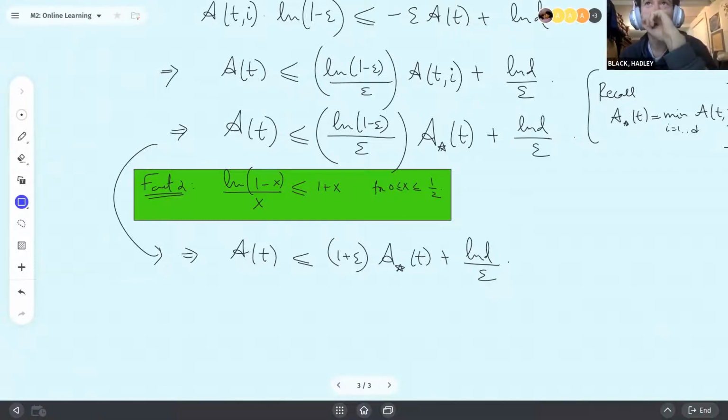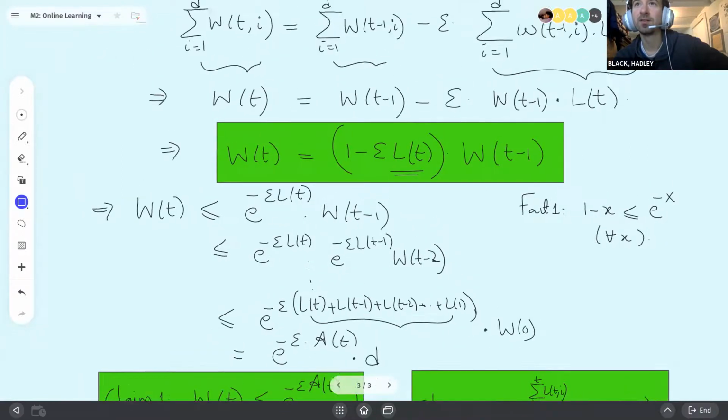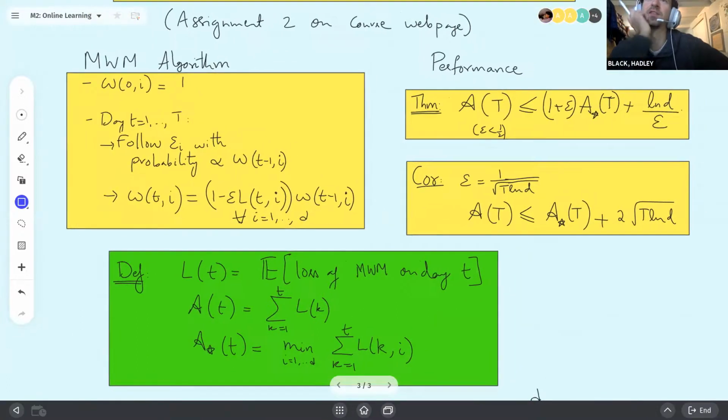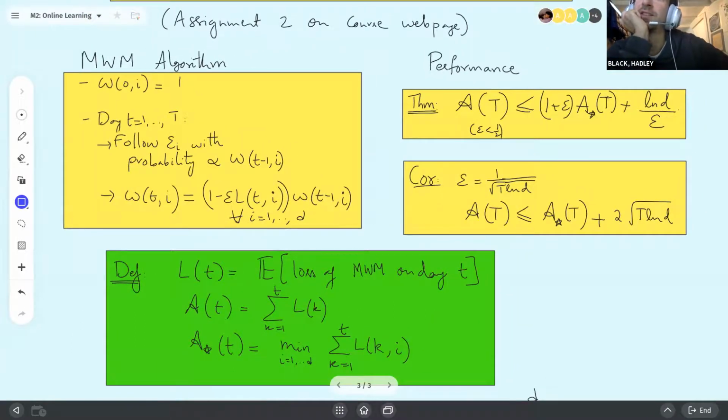I have a quick comment about the statement of the theorem and the corollary. I think there's a mismatch. So you say when epsilon is 1 over root t log d, I think to get the error that you get in the corollary, you want the log d to be in the numerator. Oh yeah, you're right. Thank you. But I was also curious why you're choosing this exactly.